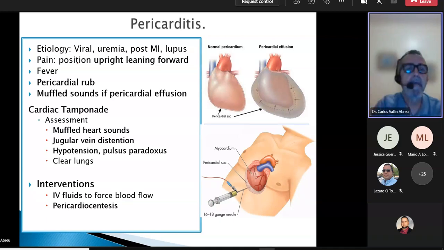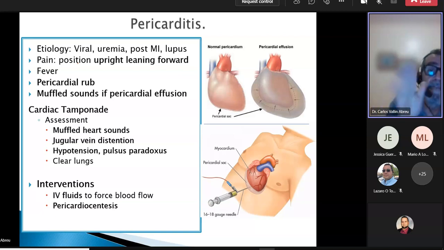Talking about pericarditis, I already mentioned that many conditions can produce liquid spilled in the sac that surrounds the heart called the pericardium. And if this liquid is too much, it's going to squeeze the heart and produce something called a cardiac tamponade.